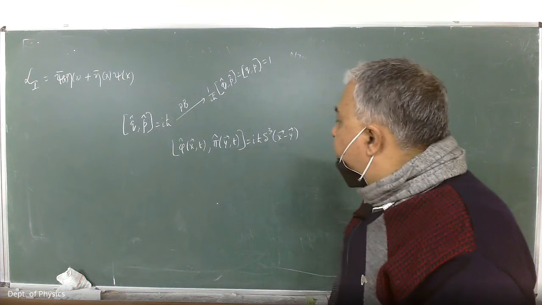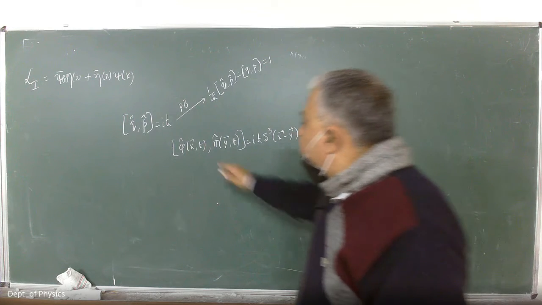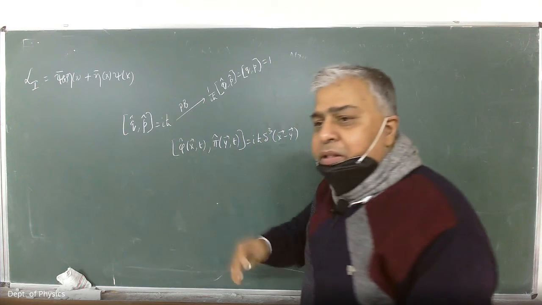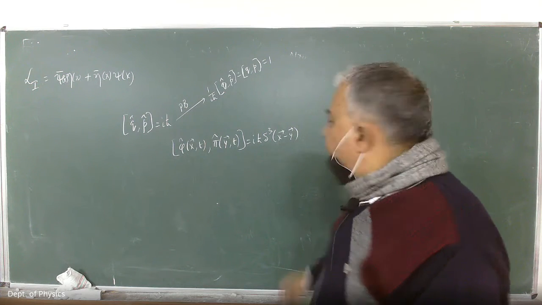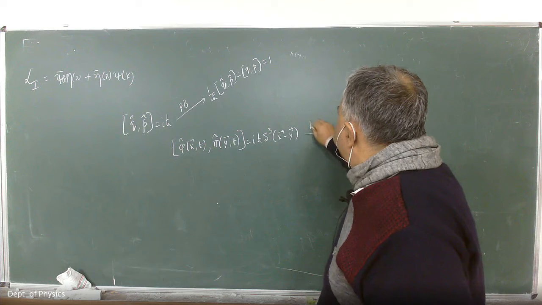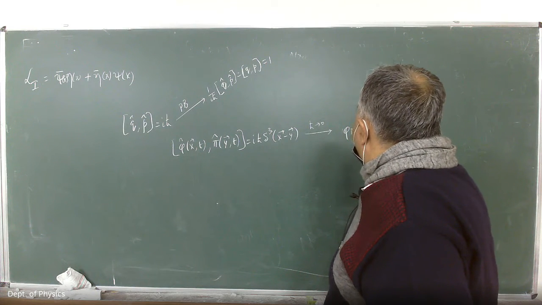So if I take the h bar going to zero limit, then I find that phi and pi will commute among themselves. In the h bar going to zero limit, phi pi is equal to pi phi.